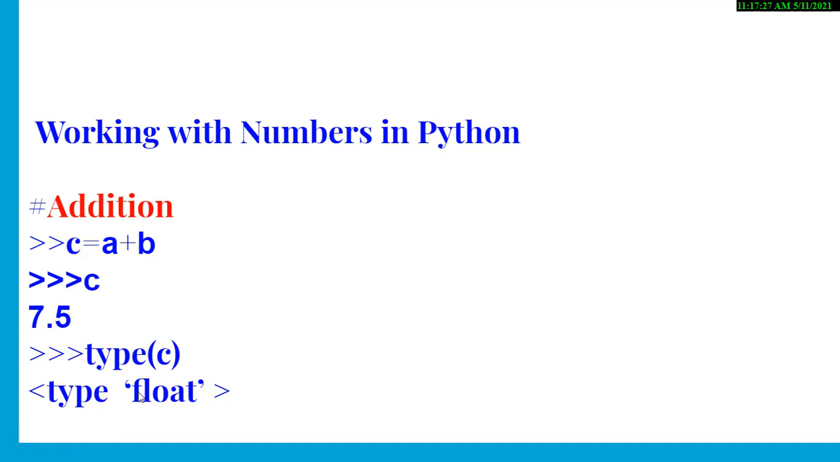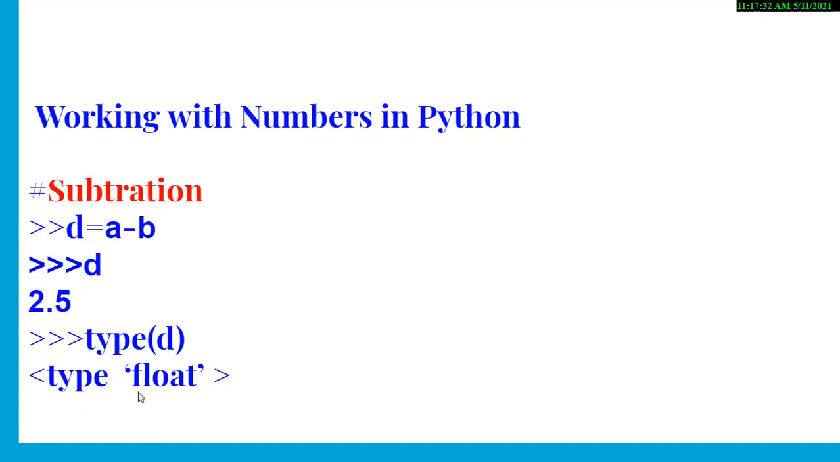Type c gives float. Similarly, for the case of subtraction, I'm using another variable, d. d is equal to a minus b, and the value of d will be fetched over here as 2.5. Now if I want to know the type, I need to write, once again, type d. Whatever variable I'm using, I need to put that.